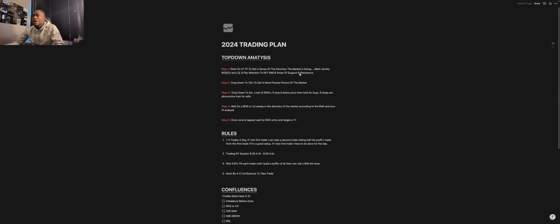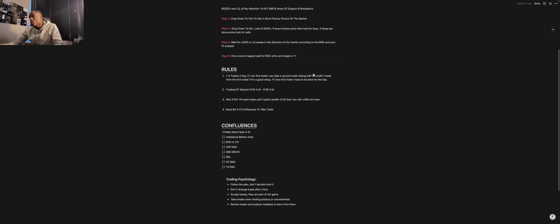And then step five, once it's on this top, wait for a breaker candle entry and target 1-to-1. So basically, I'm gonna be targeting 1-to-1s for mostly every trade, but if I do go for a 1-to-2, I'm gonna take partials or half off at 1-to-1, and then let the rest run to a 1-to-2.